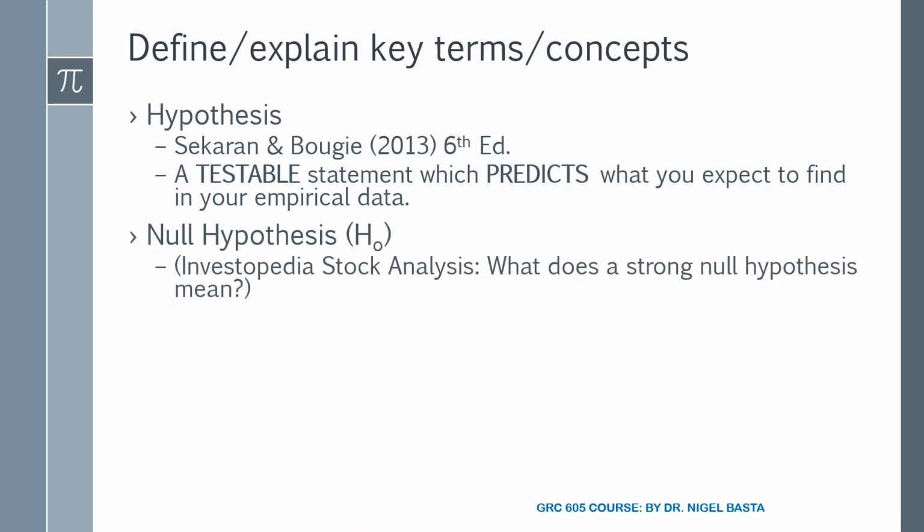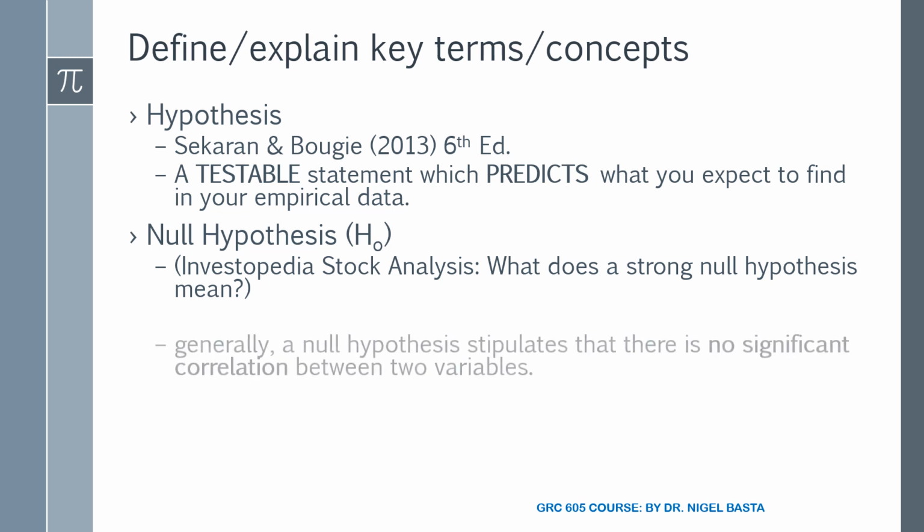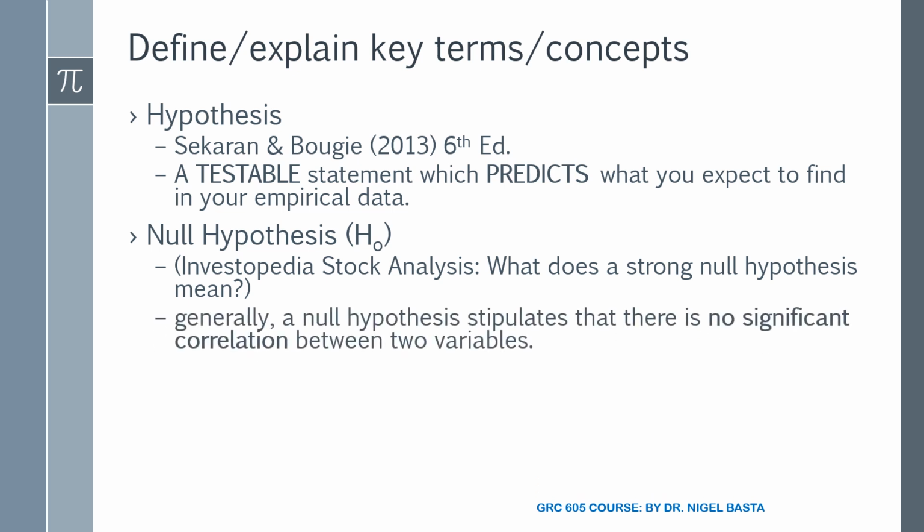According to Investopedia stock analysis, a null hypothesis is the result of no significant correlation between two variables. For example, if we wanted to find out whether bananas fare differently under different storage conditions, our null hypothesis should predict that there will be no correlation between the state of the bananas and the storage conditions. In other words, the bananas should remain exactly the same irrespective of where they are stored.